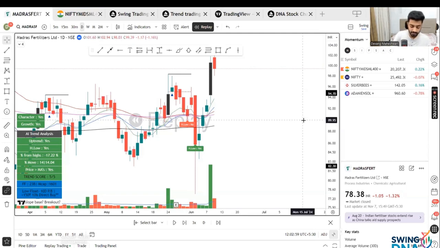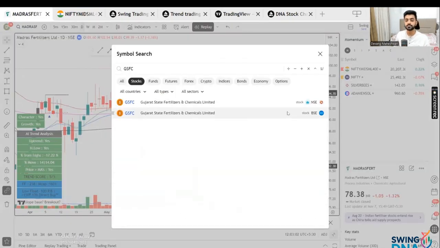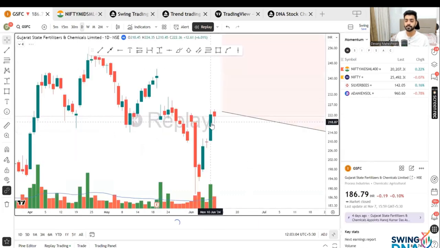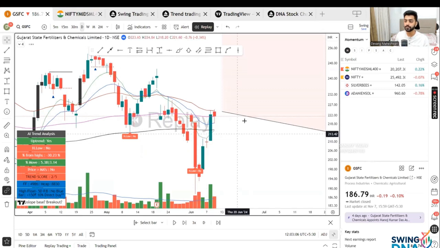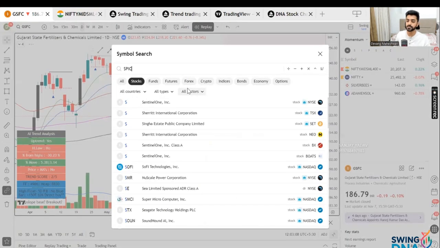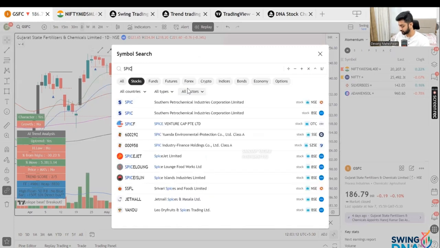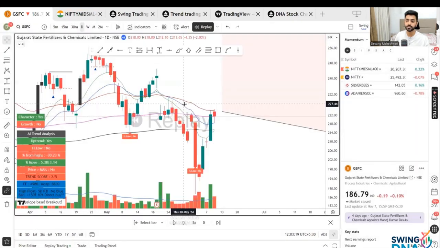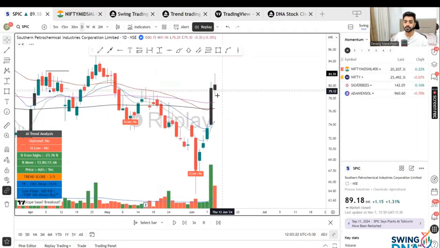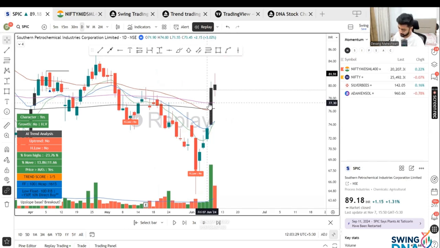Then GSFC and spike. This no momentum is coming. SPIC, GNFC no. Okay, GSFC no. Let's say in SPIC. Looks like SPIC coming. 1, 2, 3, 4, 5, 6, 7, 8. 8 names we have seen. In 8 names, 7 names, same day volume.